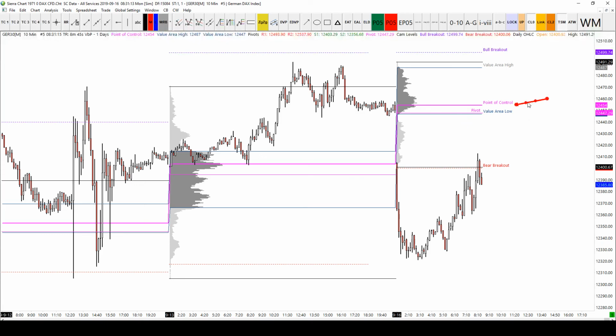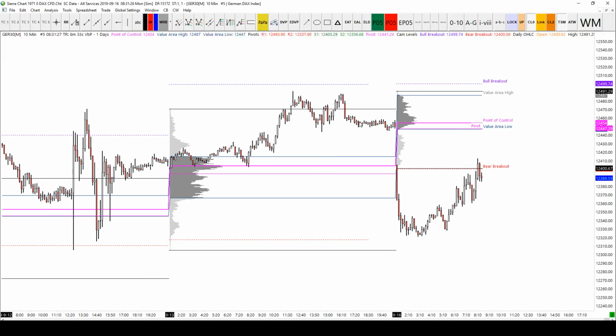And then if we get back inside the value area here, the value area high can provide some additional resistance at 12,487. So there are actually quite a few barriers that are going to slow down price action for a continued move to higher prices.